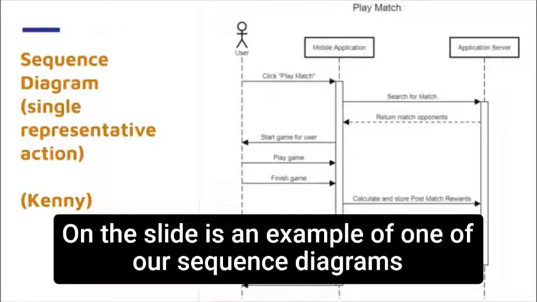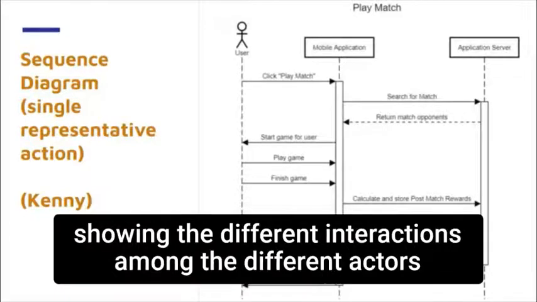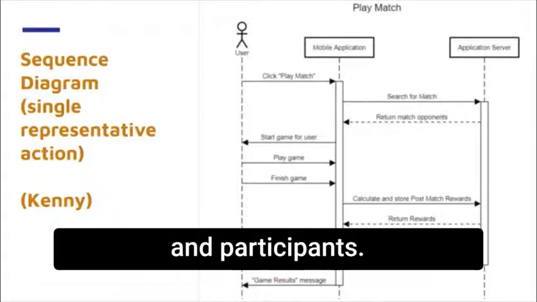On the slide is an example of one of our sequence diagrams, which models a user playing a chess match on our app by showing the different interactions among the different actors and participants.